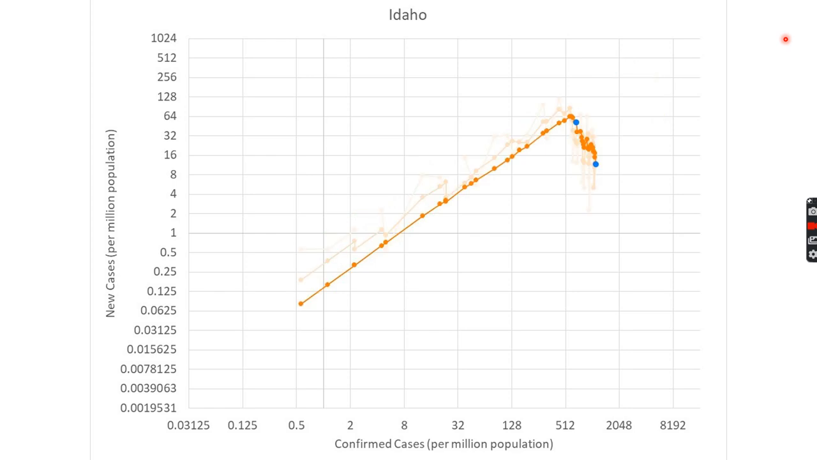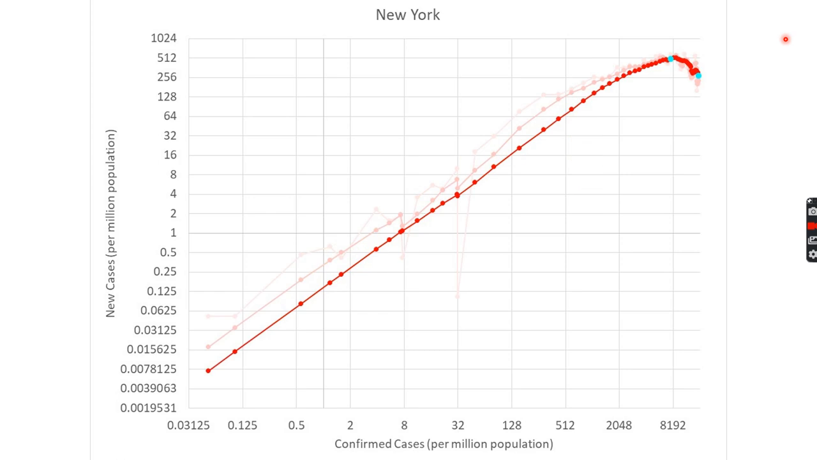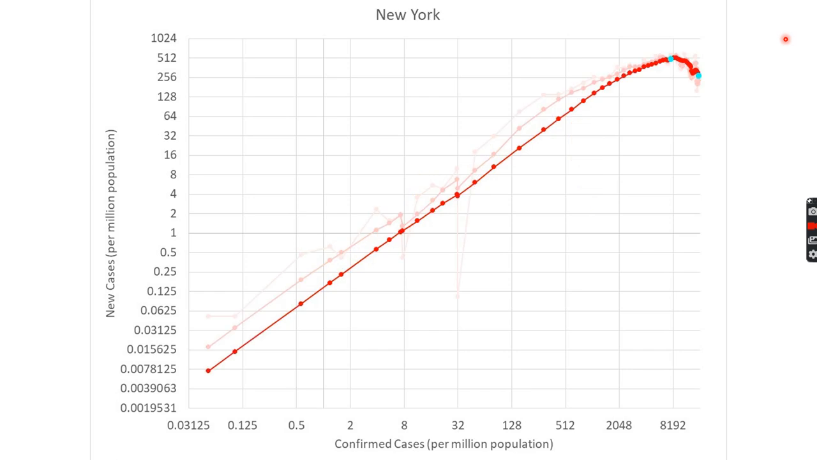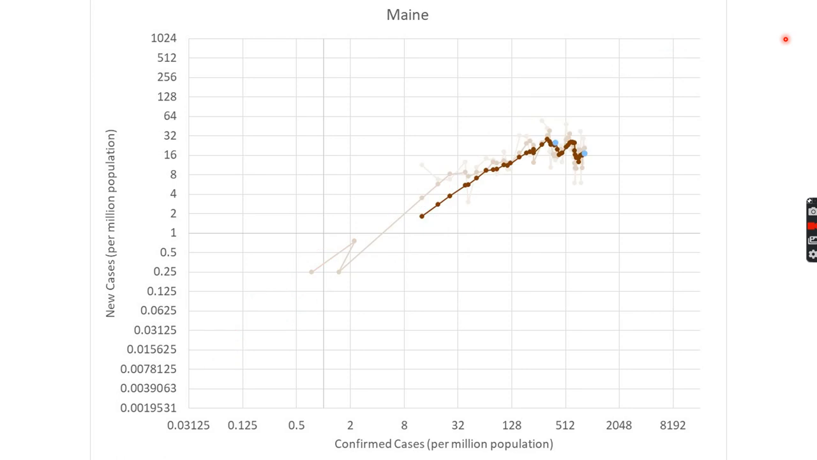Idaho has been a good example. New York actually has been a pretty good example. This may look like the slope. So the slope here looks way more intense than the slope here, but because this is exponential, these axes are logarithmic. The numbers on New York are much higher, which is why it looks like the slope is less, but it's actually quite a bit intense, the reduction there in New York.